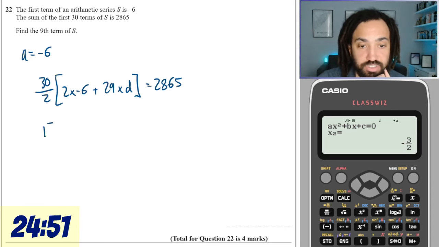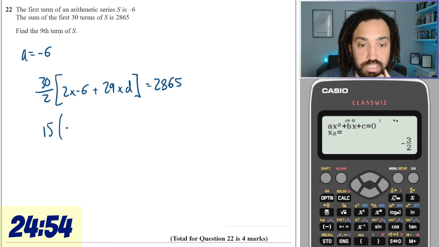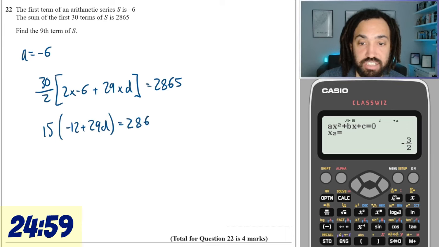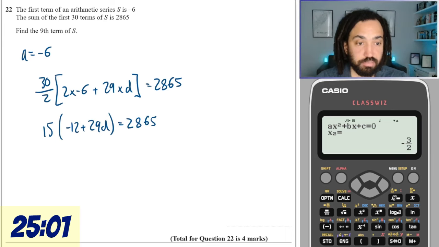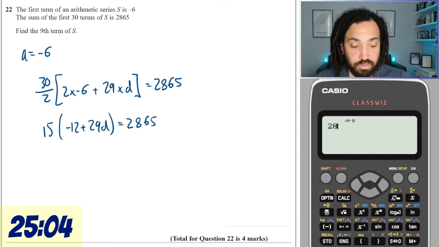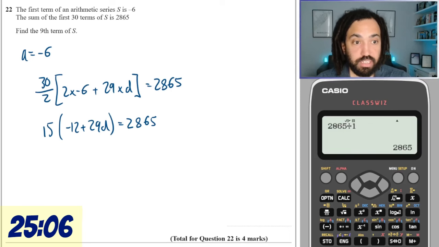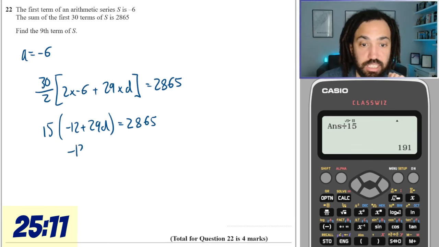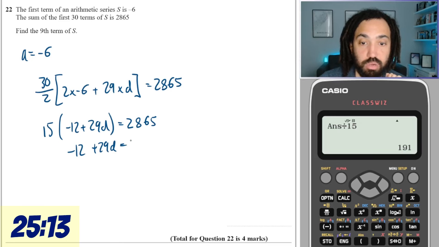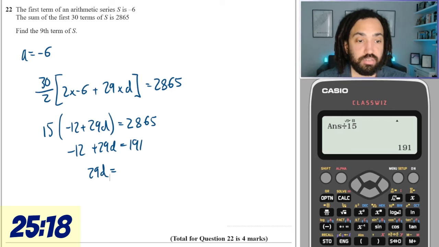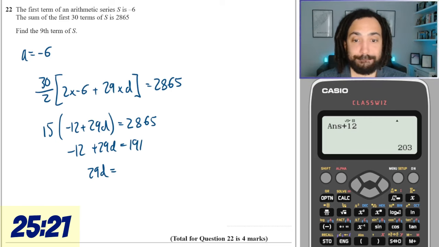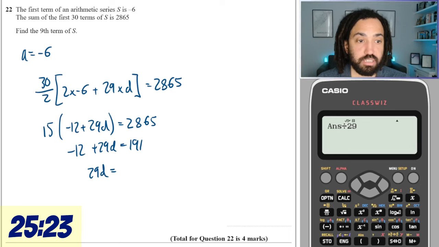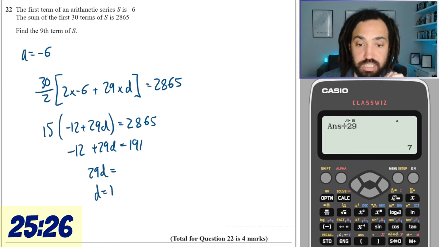Right, lovely. Okay, so that's 15, and that's minus 12 plus 29d is equal to 2865. Let's divide both sides by 15. So 2865, and we're going to divide that by 15. 191. Okay, great. Let's add 12 to both sides, and then divide through by 29. Hopefully this gives me a decent number. 7, lovely. Okay, so d equals 7.